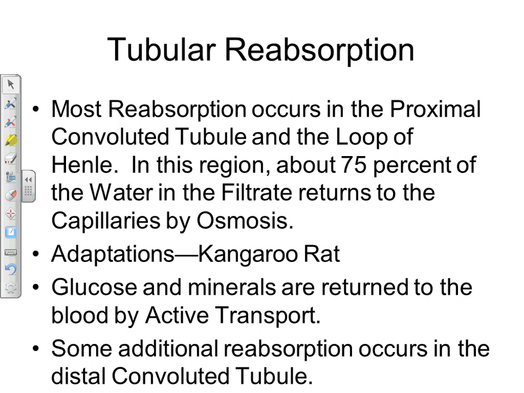You don't urinate that out. Glucose and certain minerals like potassium get actively transported from the tube back into the blood. And then some things you just let go, like urea. You want to get rid of that.